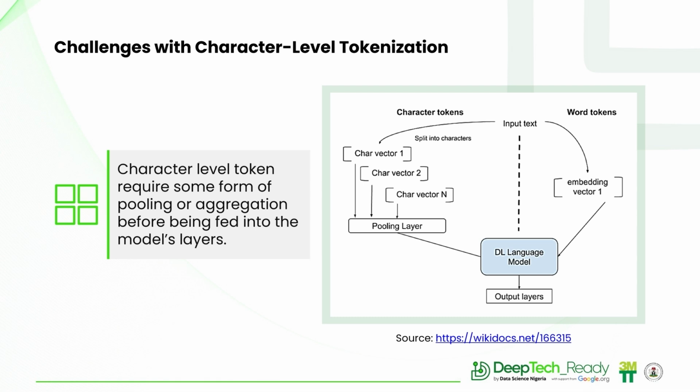And then these characters are passed as a vector to a deep learning language model where we apply the pooling layer. The pooling layer aggregates the information across the characters. The pooled output is then transformed into an embedding vector for further processing in the model's layers before finally passing the aggregated embeddings to the output layer. And this is where the final predictions or the classification task is performed.